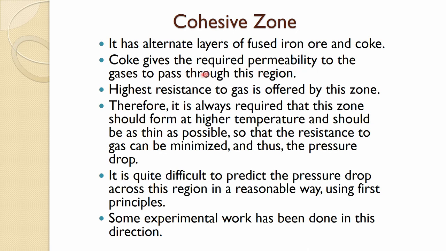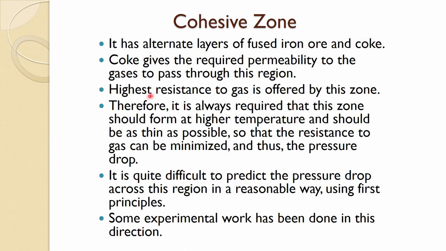So, in this region only coke can let the gas pass up, otherwise if coke also became like a fluid mass, gas cannot pass. So, then probably one has to stop the operation. So, coke is playing a very important part in the cohesive zone, allowing the gases to pass through. The highest resistance to gas is offered by this zone, because through the iron ore charge hardly any gas will pass. So, naturally whatever gas is passing is going through the coke material.